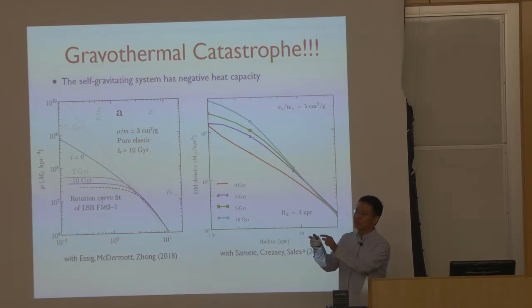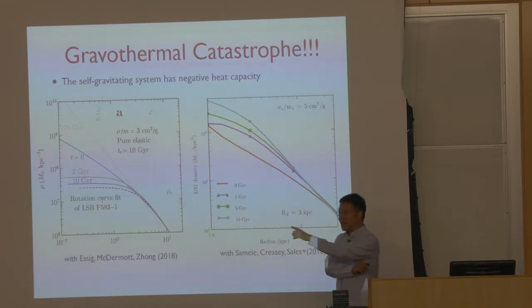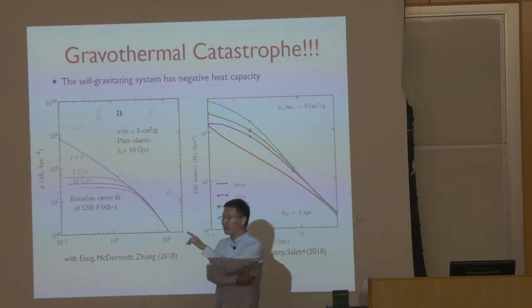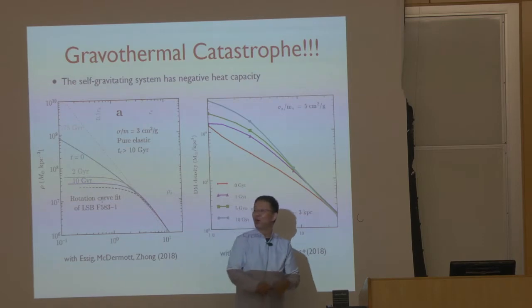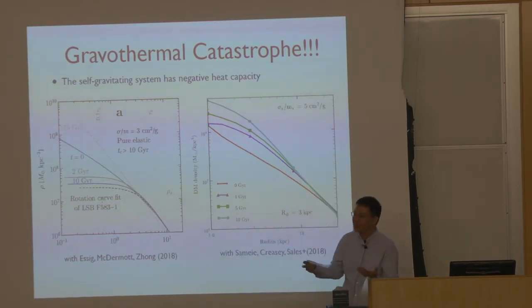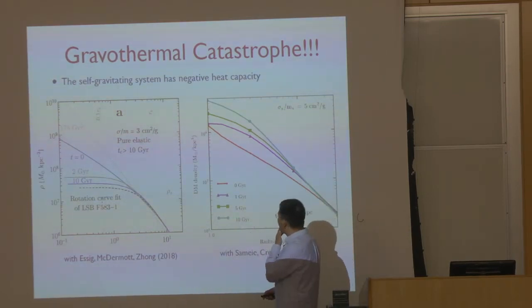You mean the bound state between two particles? Yeah. Let's say two particles combine. Yeah, that's the reason why a globular cluster would collapse to a black hole, because of the two-body, three-body interactions. It's a good point.